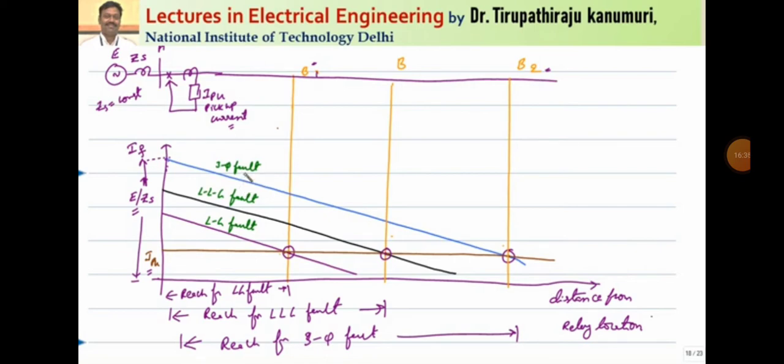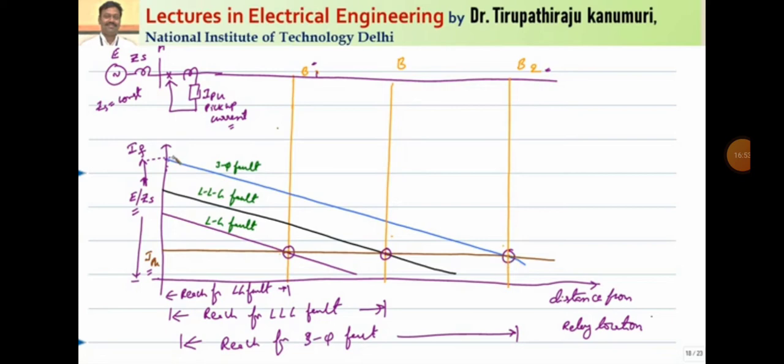For example, for the solidly grounded system, we have seen in our last class that for a 3-phase fault the current will be maximum. That's why it will cover up to maximum distance, because this IPU is the current that is set by the overcurrent relay. So at this point the current will be this minimum value.